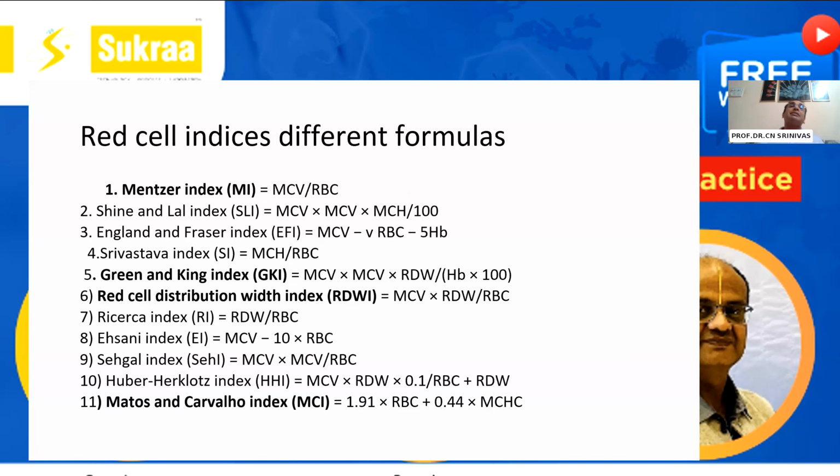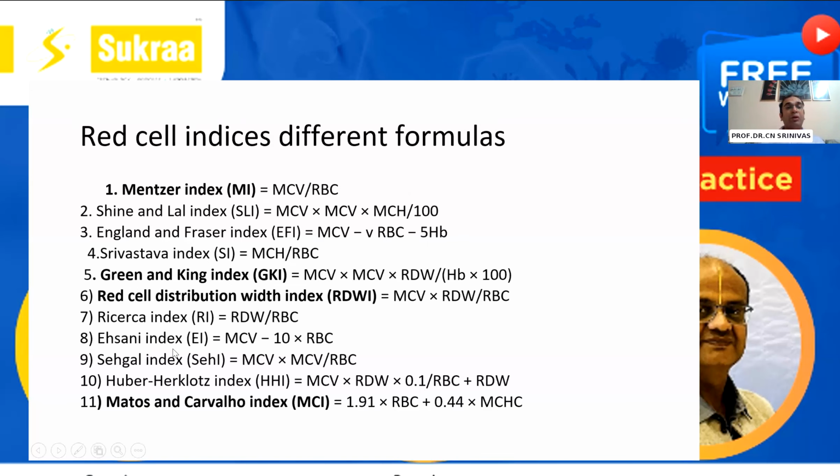The question here is the red cell indices, different formulas. My God, after going through certain papers, I realized there are quite a number of formulas which I was not aware of. To be honest, what I was aware of was the Mentzer index, and recently we have started reporting the Green and King index and the RDWI index.